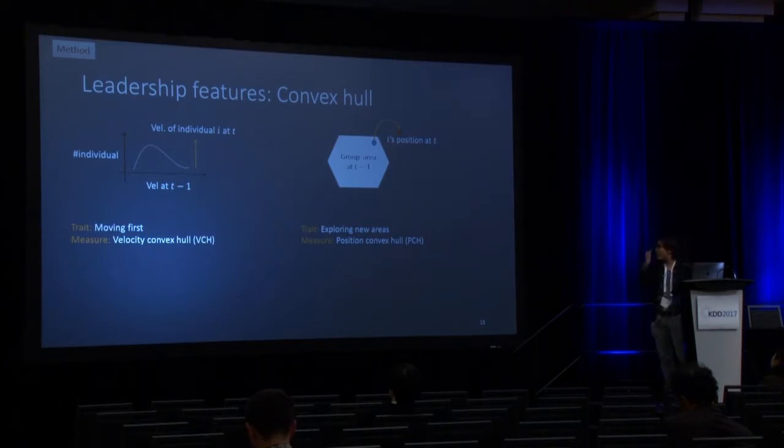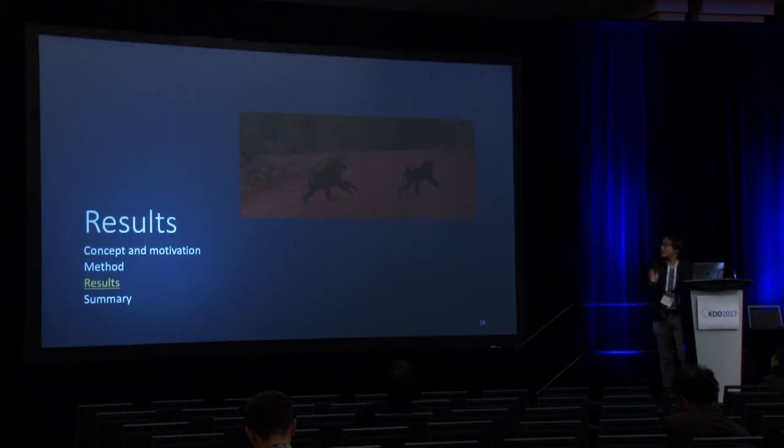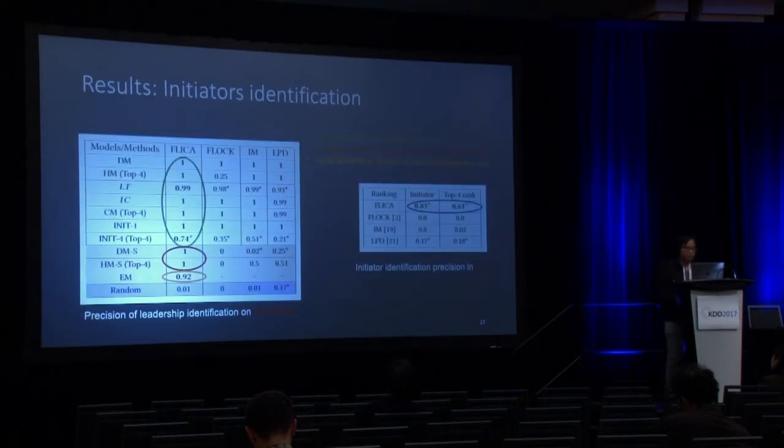And the position convex hull, we calculate by just looking at the number of times that individual i's position is outside the group area from the previous time step. In this concept, we try to measure who is an individual that seems to explore new area before others. So let's move to the results.